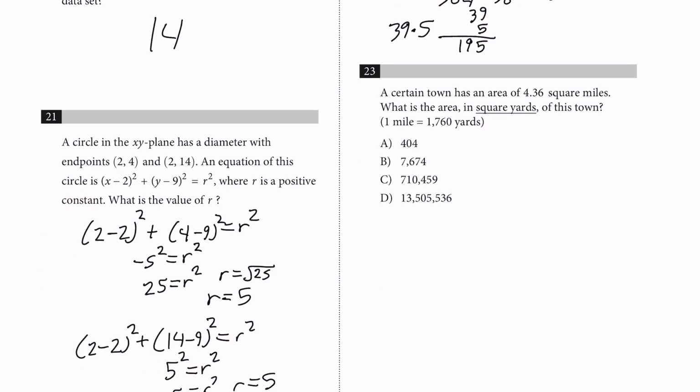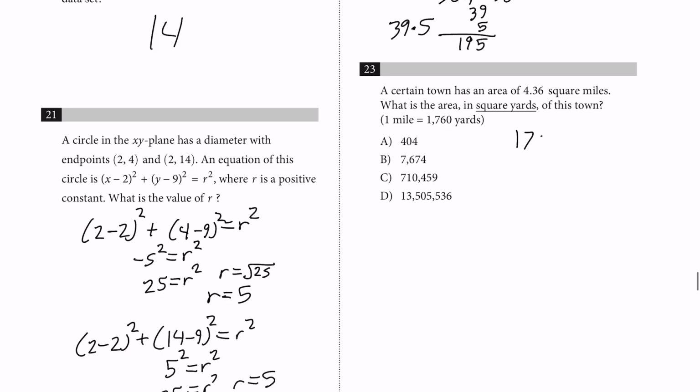A certain town has an area of 4.36 square miles. What is the area in square yards of this town? So they give you the unit conversion from miles to yards, but we need square miles to square yards. So we're going to have to square both of these. So that will be, obviously, 1 squared, you get 1, and then you're going to have 1,760 squared. And what we're going to do is take that and multiply by 4.36, and that's going to give us our answer.